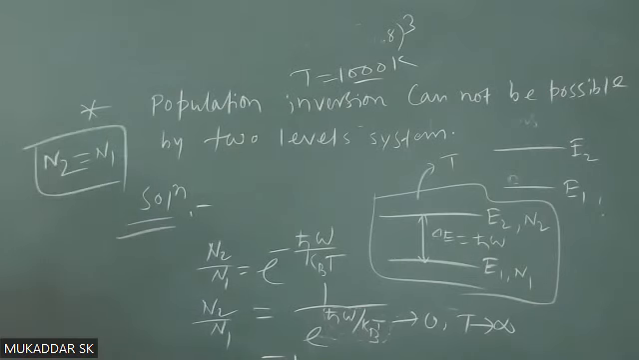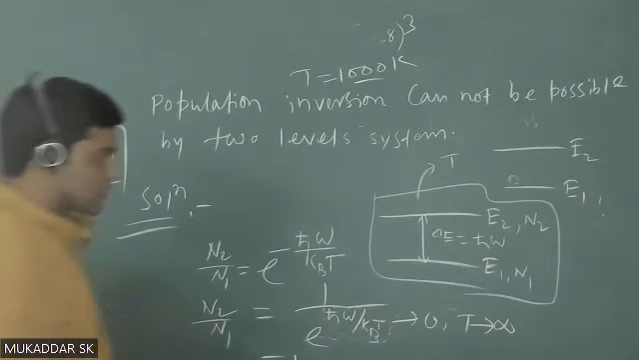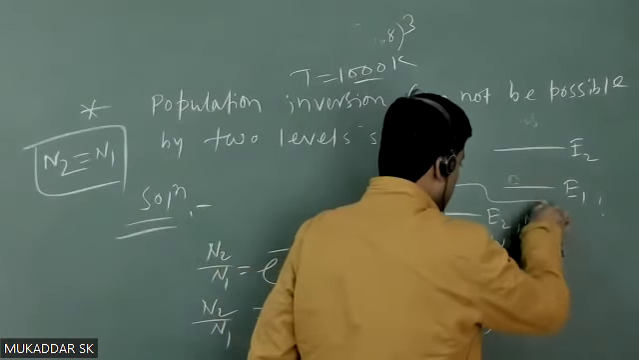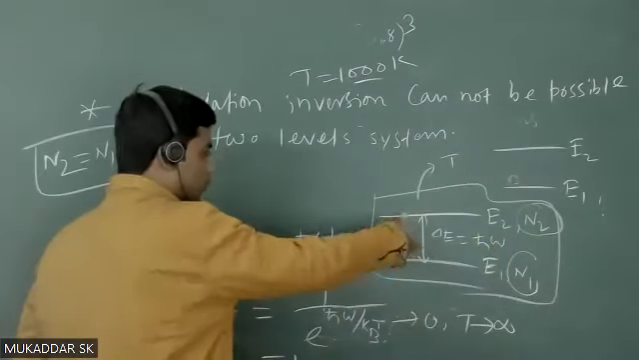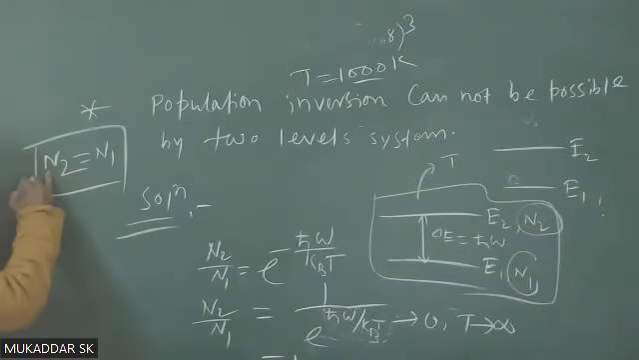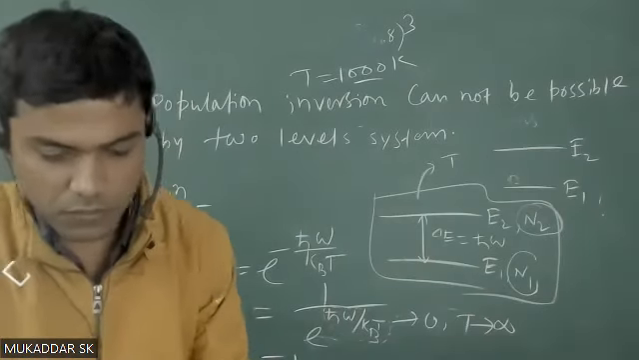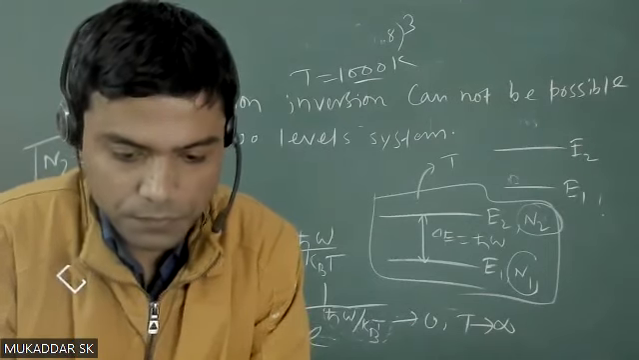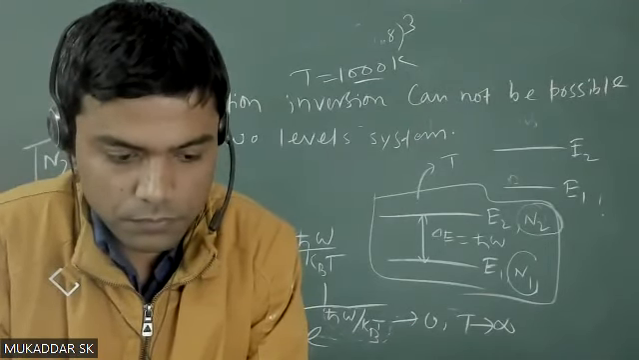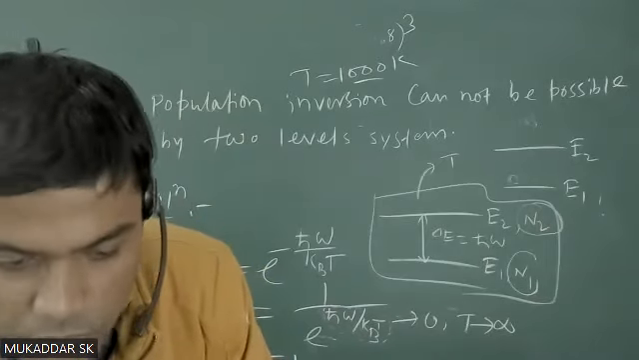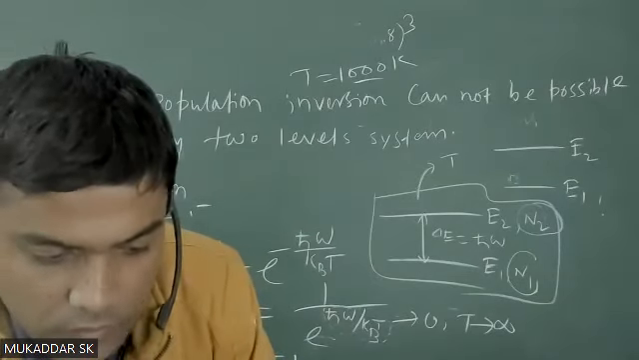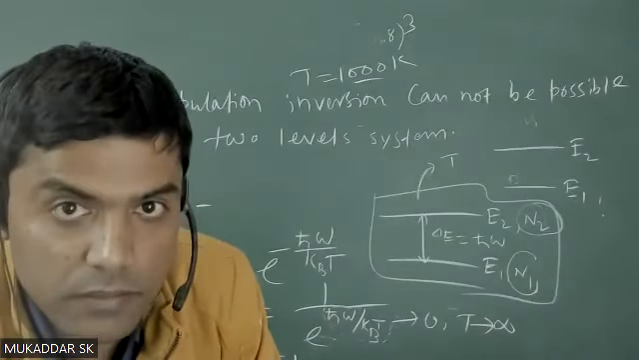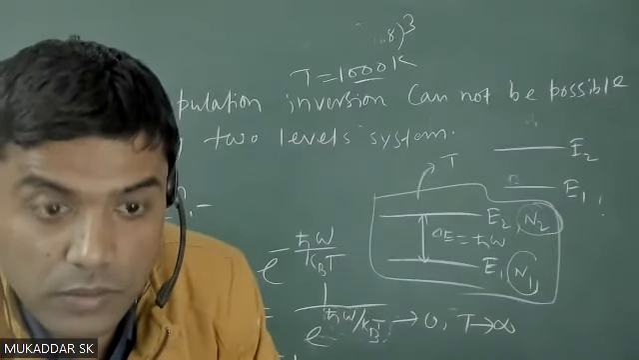That means this is the maximum possible, but you will never achieve population inversion. What is needed for population inversion? That for population inversion n2 should be greater than n1. But when you have a two level system, the maximum n2 possible is equal to n1. So it is not possible to achieve population inversion from a two level system. Is this clear what I'm saying? So at least we need a three level system to achieve population inversion, and in the next class we'll understand how it will be helpful to achieve population inversion.